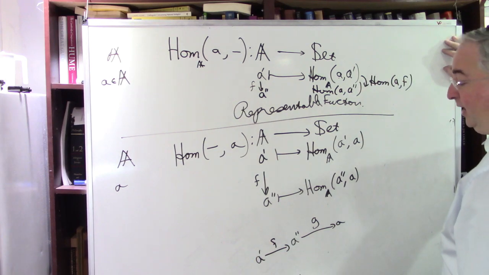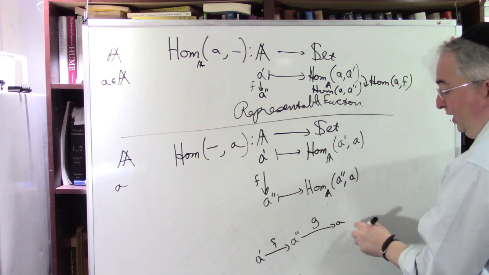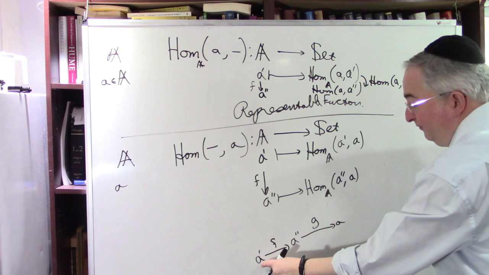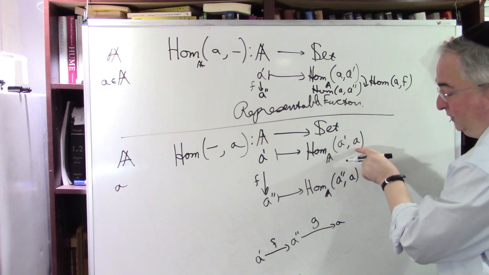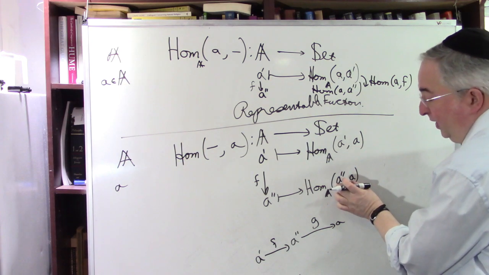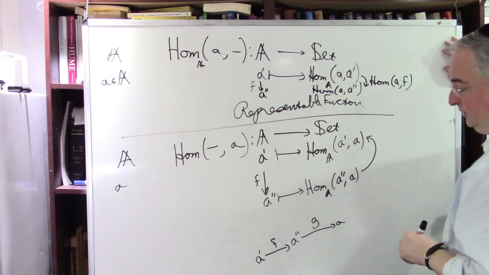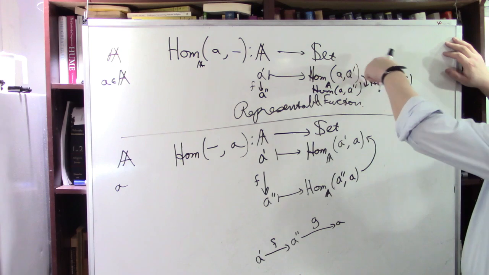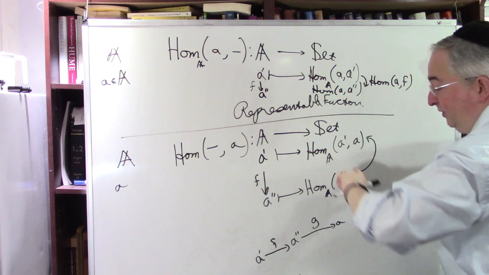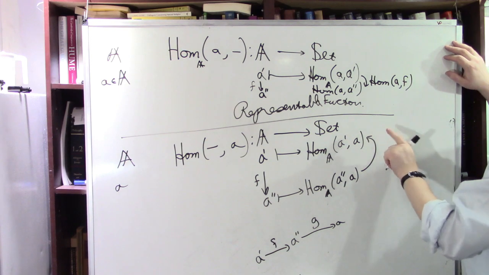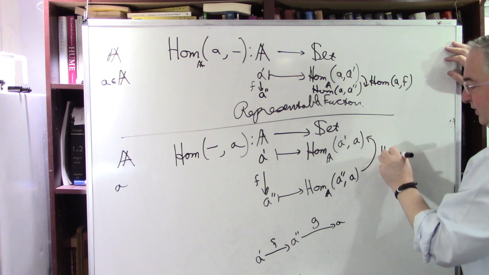Now you compose these, you do F followed by G, and guess what you get? You get a map from A prime to A. That's exactly what you do. So if you start off with a map here, and you pre-compose with this, boom, you get that. Notice this arrow goes down, this arrow goes down, this arrow goes down, this arrow goes up. Okay, contravariant.